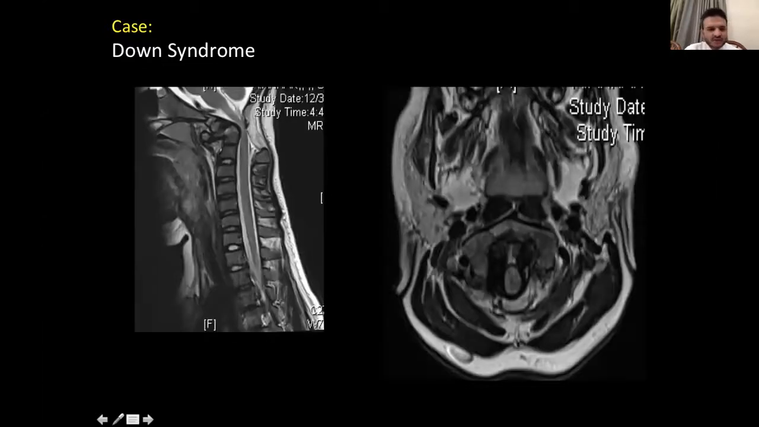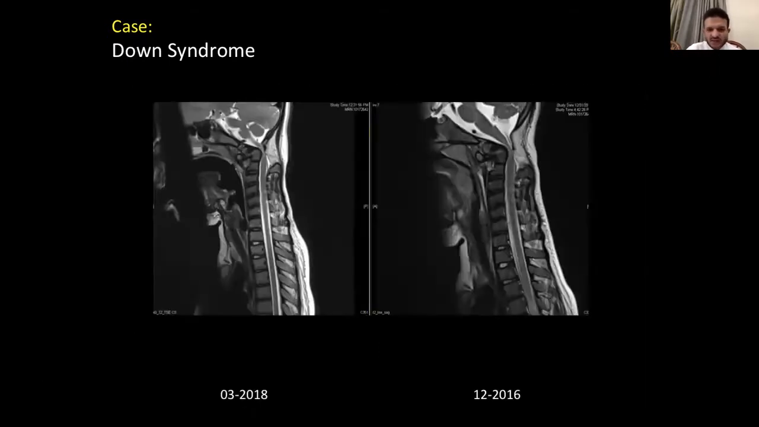And this is her MRI. It does show a significant spinal cord compression that clearly explains all the symptoms. And we also brought back the old images. Apparently, she had an image in 2016 that also showed compression. So this has been going on for a good 2 years, maybe, before she came.